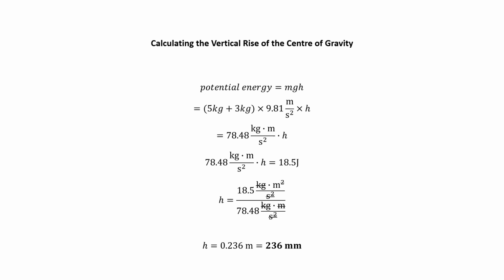Dividing both sides of the equation by 78.48 isolates h and gives a height of 0.236 meters. The center of gravity of the combined system will rise by 236 millimeters.